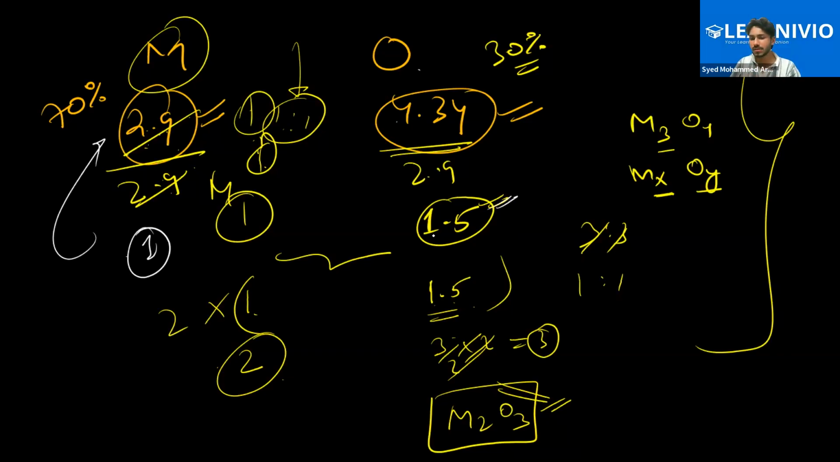To get a simple whole number ratio, I just need to multiply this by 2. 1.5 multiplied by 2, I'll get 3. So it becomes 2 is to 3, and my formula would be M2O3. Very simple. Understood everything, or is there any issue?